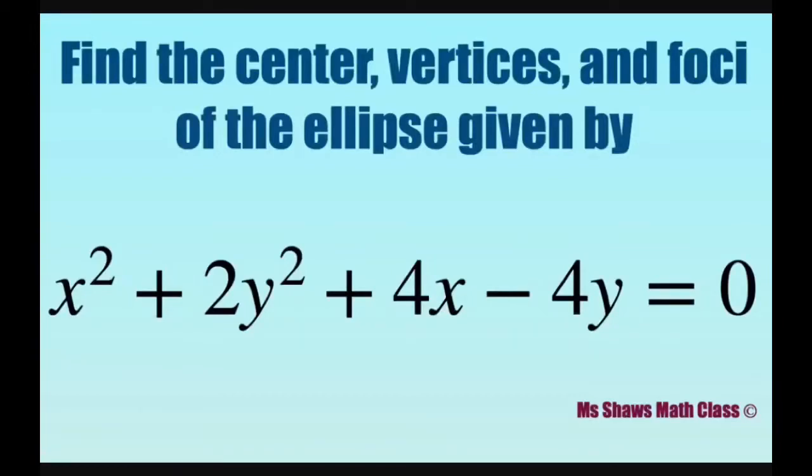Hey everyone, we're going to find the center, vertices, and foci of the ellipse given by x squared plus 2y squared plus 4x minus 4y equals 0. We're going to make our equation look like an ellipse. It's telling us it's an ellipse, so we want it to look like one of the standard forms.